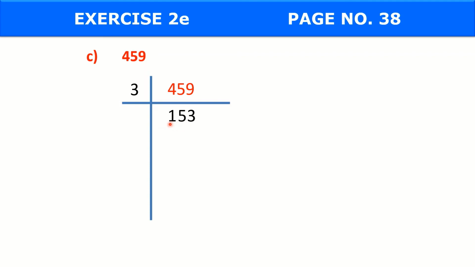Now again add up these digits. 1 plus 5 is 6 plus 3 is 9. 9 is divisible by 3. So 153 will definitely be divisible by 3. So we will go with 3. Now consider the first digit and divide it by 3. 1 cannot be divided by 3. Now consider the first two digits, which is 15, and divide it by 3. We know that 3 times 5 is 15. Now the last digit is 3. 3 times 1 is 3. So you see how easily we divide this.